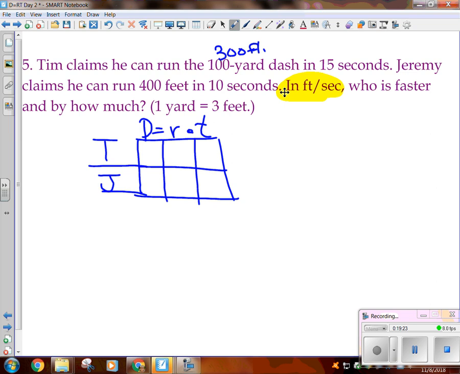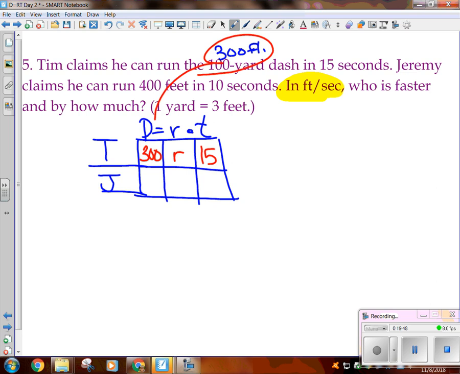So when I put that in here, that is the distance. So that's the distance for Tim. So it's 300. Put a 300 in the box. Everybody good with that one? 15 seconds. Do I need to change that? No. 15 seconds is a time, and I do not know the rate that Tim is running. So far, so good? Help me with the next one.